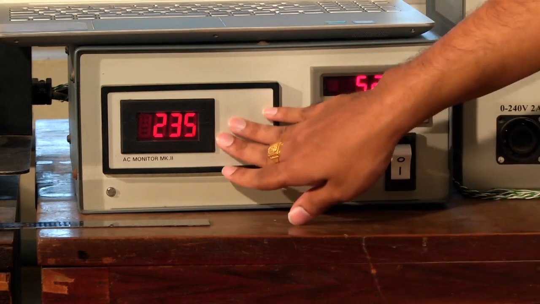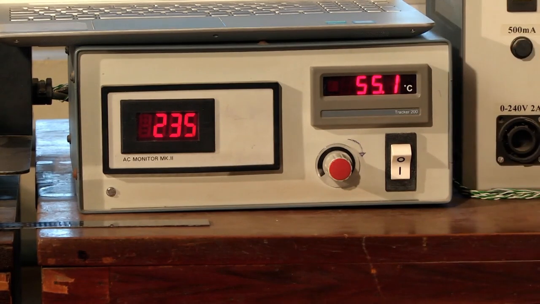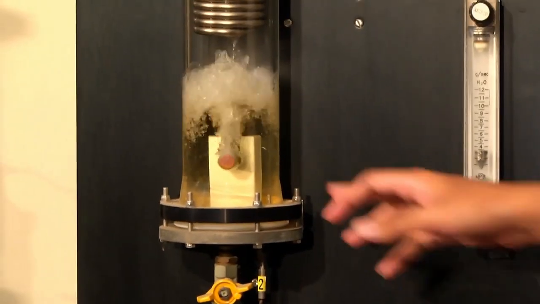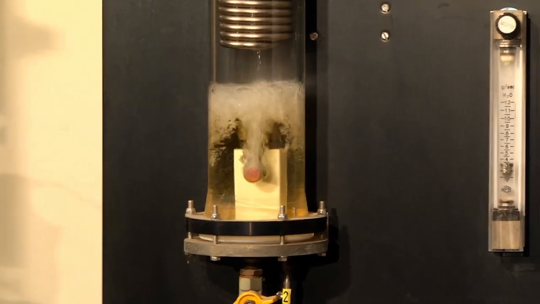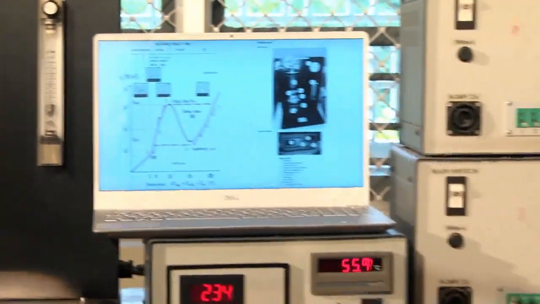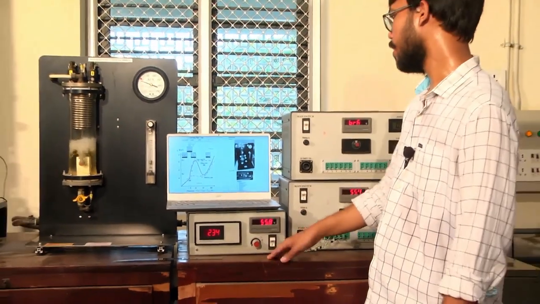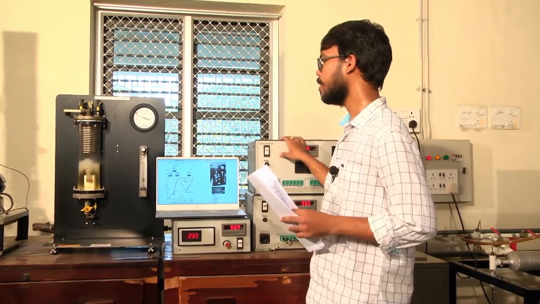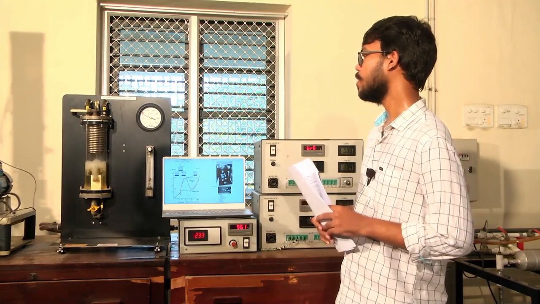I have set the heat input to 235 watt, which is near the critical heat flux for this working fluid, and you can see most of the cylindrical surface is covered with vapor formation. The surface temperature also increased from 38 to 55 degrees, which is around a 20 degree jump. If I further increase, it will reach a higher temperature, and the controller here automatically shuts down the heater in order to prevent thermal failure.